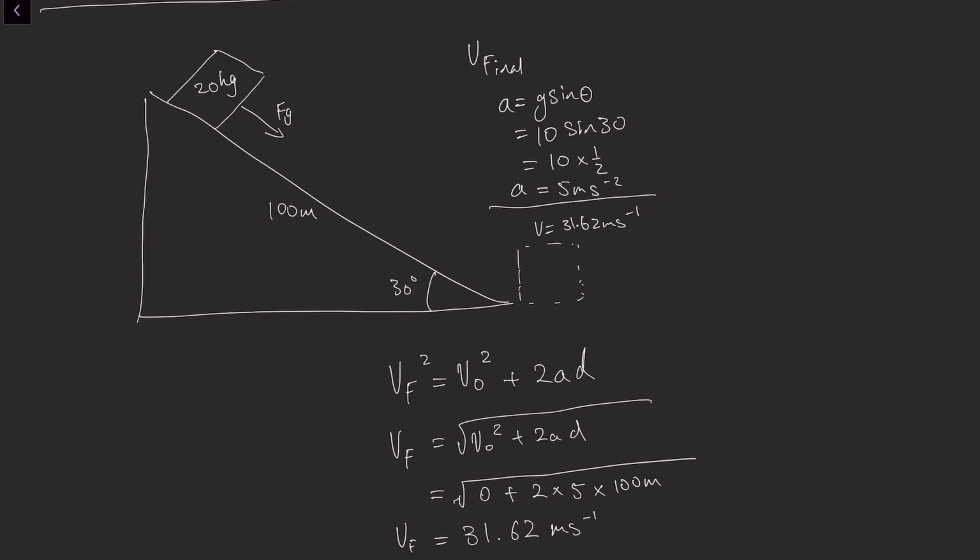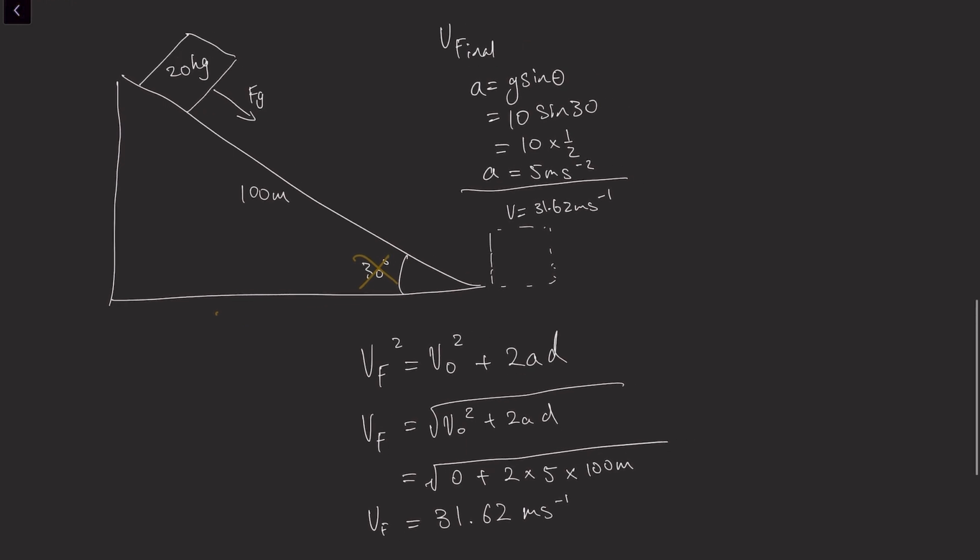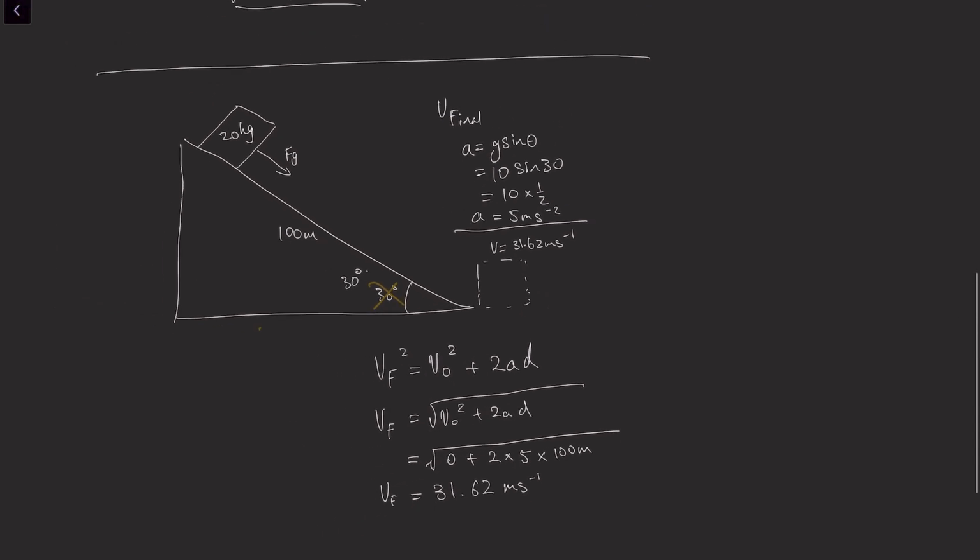Maybe they won't give you this angle. Perhaps they won't give you this angle, and they will give you how high this slope or this mountain is. Or simply you could use your sine or cosine, or whatever side they give you. Maybe you can use your sines and cosines to find what this angle is so that you can find your acceleration. Good.